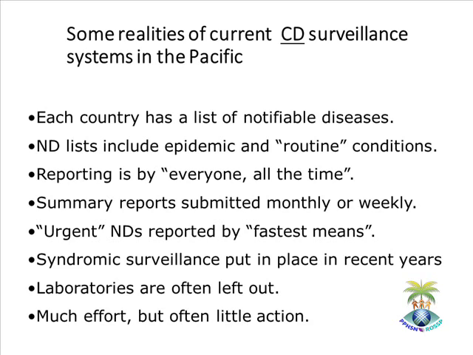Slide 23. We have to identify some realities of current communicable diseases surveillance systems in the Pacific. Each country has a list of notifiable diseases. Notifiable diseases lists include epidemic and routine conditions. Reporting is by everyone, all the time. Summary reports are submitted monthly or weekly. Urgent notifiable diseases are reported by the fastest means.